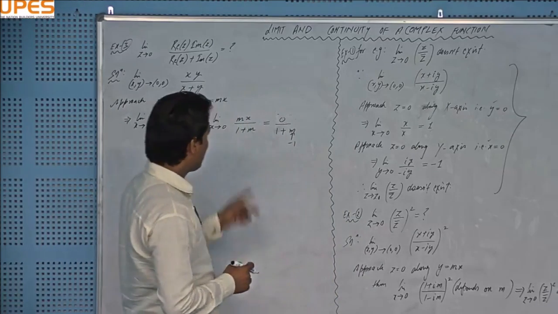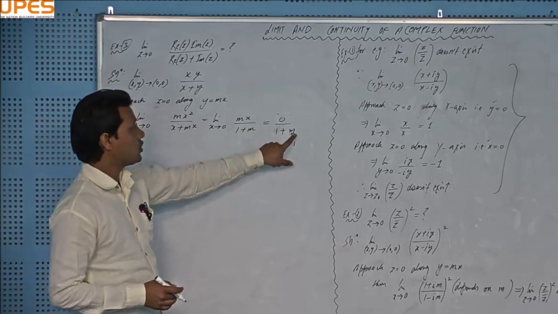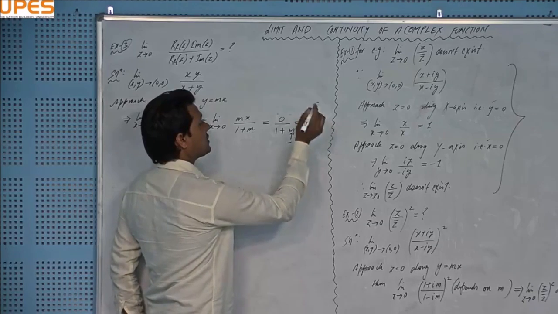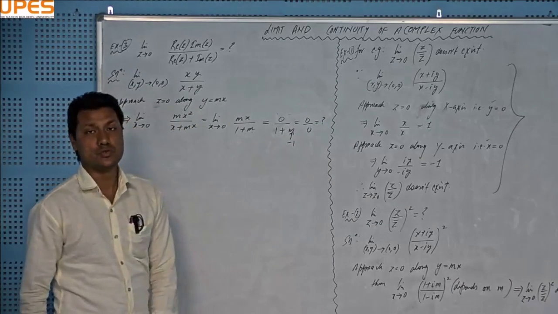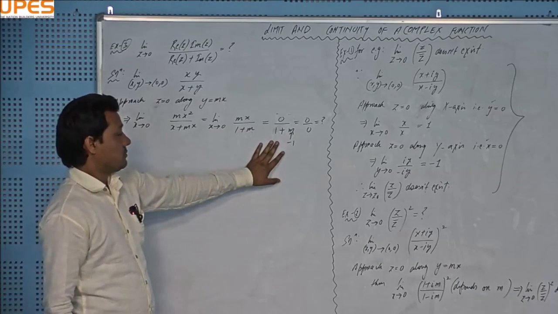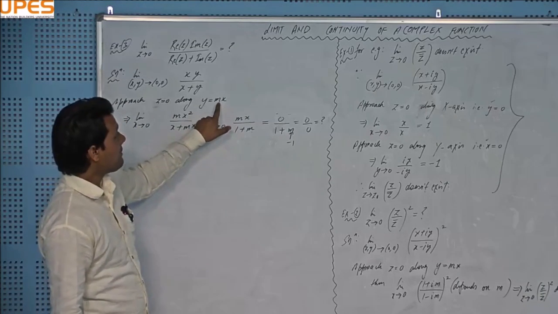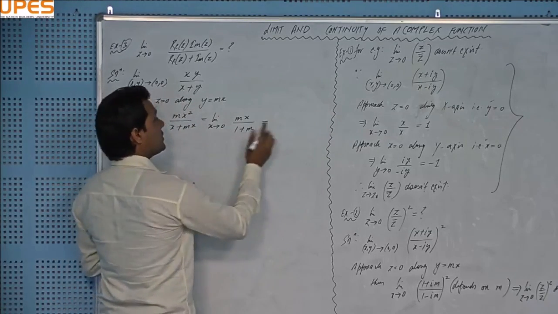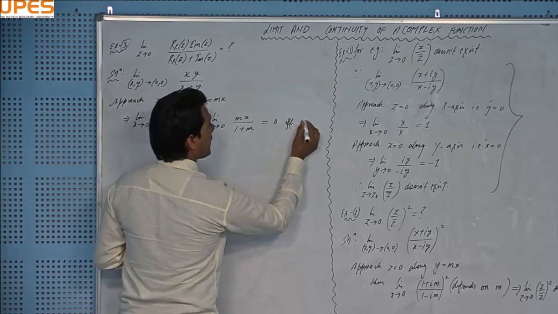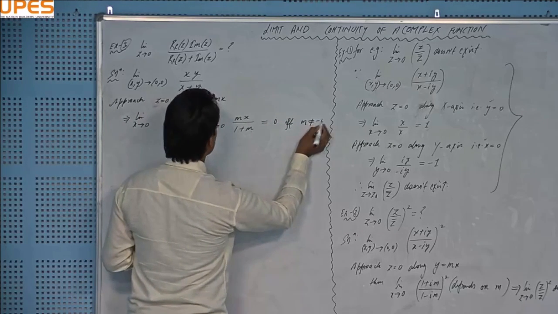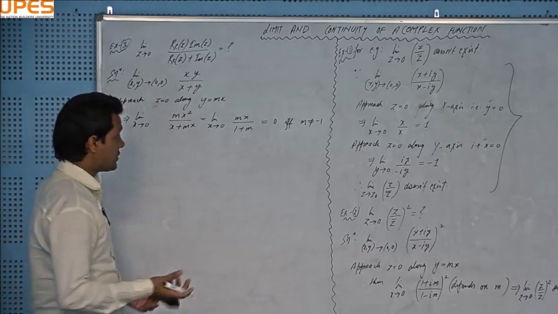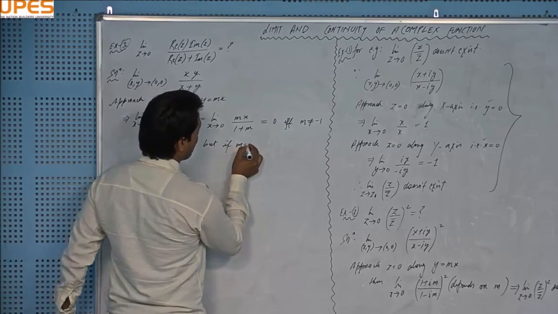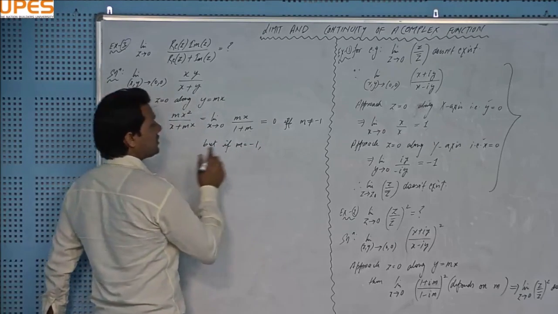And if you choose that particular curve, m equal to minus 1, in that case you will get 0 by 0 form. In that case you cannot say that the limiting value of this function is equal to 0. So if I choose m not equal to minus 1, this is equal to 0 if and only if m is not equal to minus 1, right? But what happens if m is equal to minus 1? If m equal to minus 1, this limit actually doesn't exist.